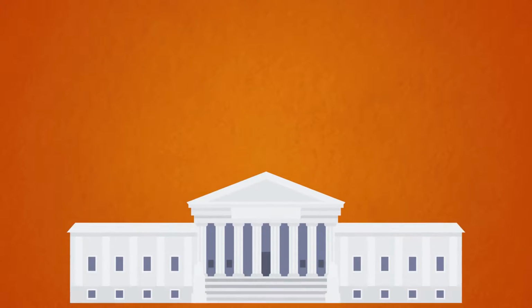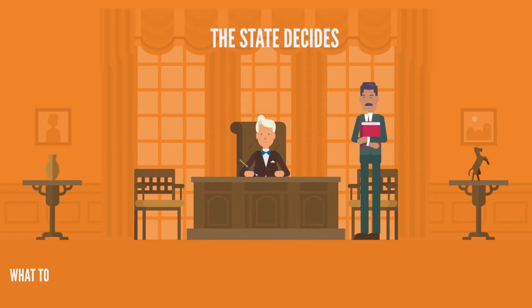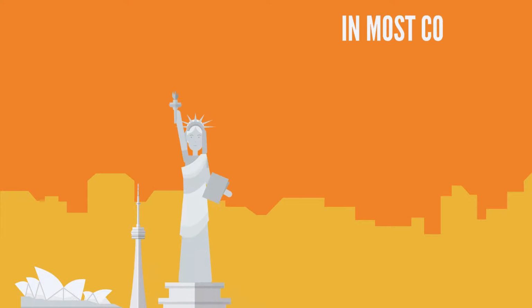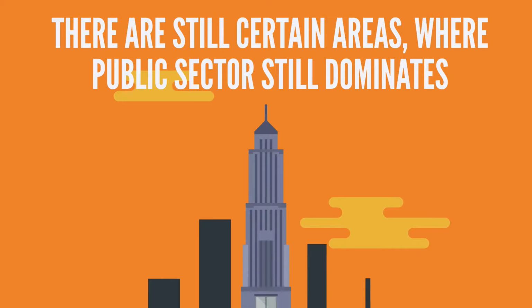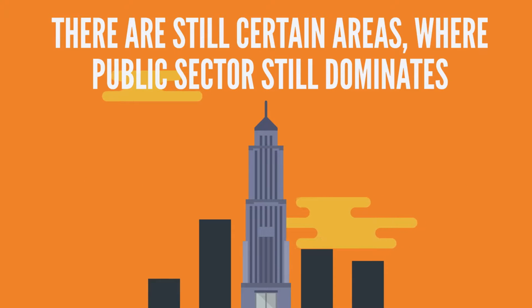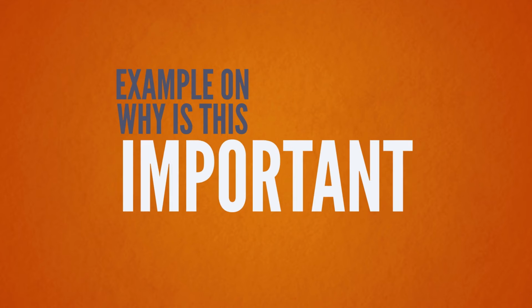Compare this to the public sector, where the government or state controls businesses. The state decides what products to be produced, how much to be produced, and how to be priced. Most of the economies of the world have moved in a direction where the percentage of the private sector is on the rise. Saying that, there are certain areas where the public sector still dominates, like health, education, defense, police, public transport.